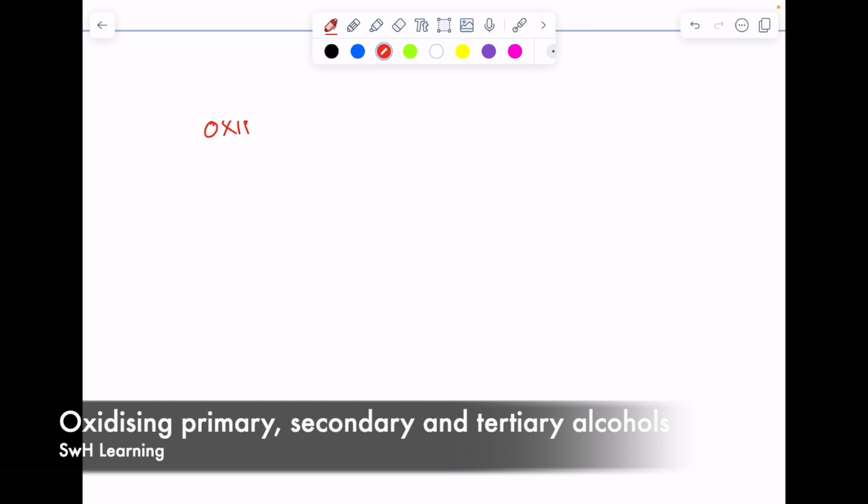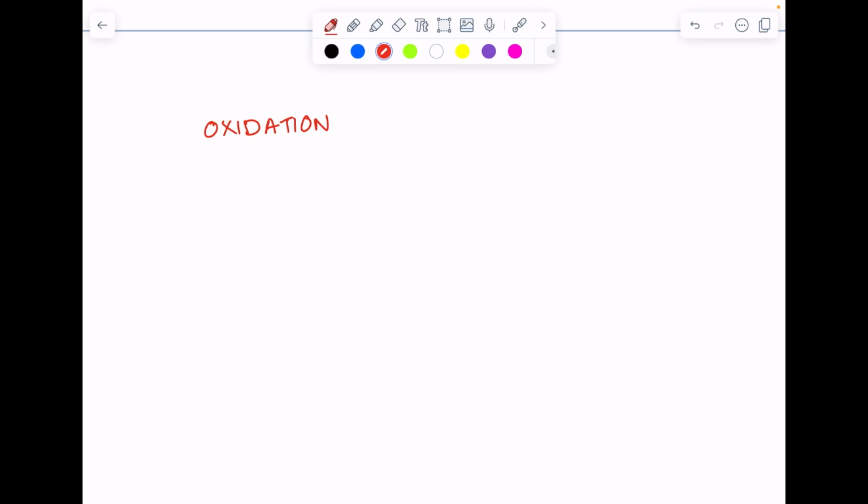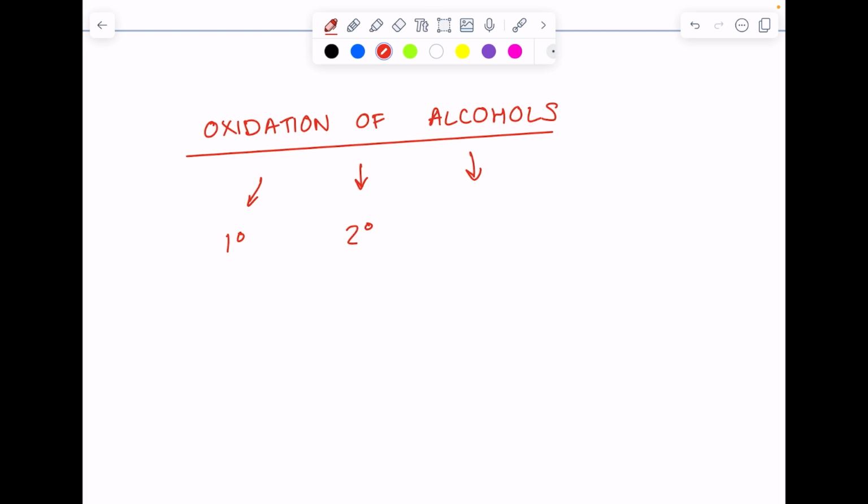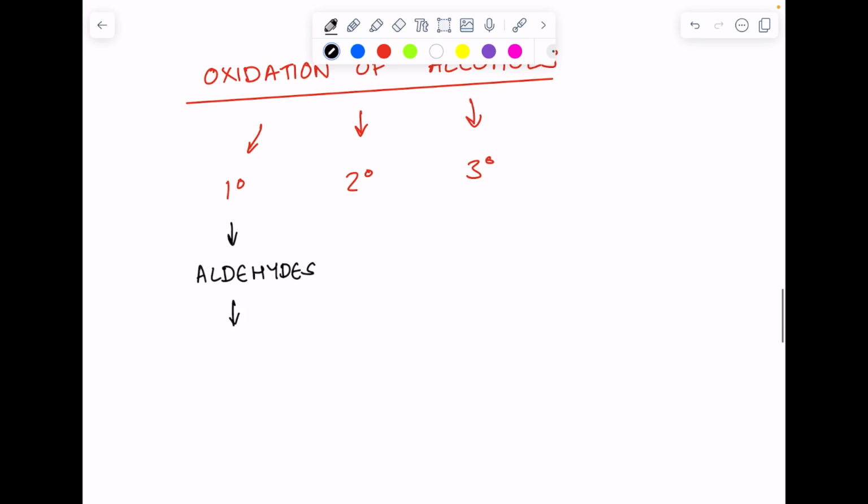Let's consider the oxidation of alcohols. The type of substance produced by the oxidation of alcohols will very much depend on if you've got a primary alcohol, secondary alcohol, or a tertiary alcohol, because primary alcohols, remember, are oxidized to form aldehydes, which can further be oxidized to form carboxylic acid, whereas those secondary alcohols will go on and produce ketones. And then the thing about the tertiary alcohols is that they're not easily oxidized.